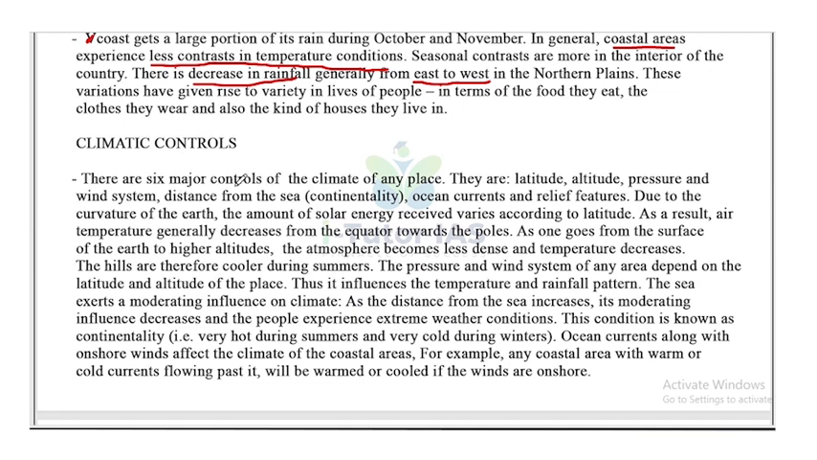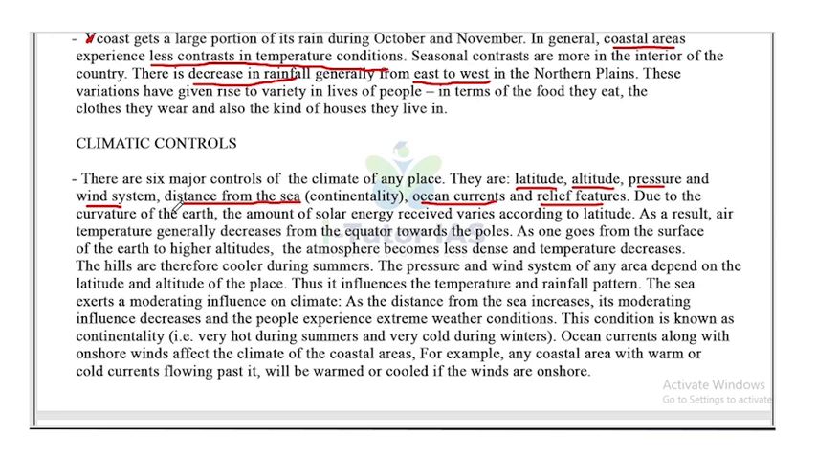There are 6 major controls of the climate of any place. They are latitude, altitude, pressure and wind system, distance from the sea, ocean currents and relief features. Okay, these are the major controls of climate of any place. First one, latitude, then altitude, next pressure and wind system, distance from the sea, ocean currents and relief features.